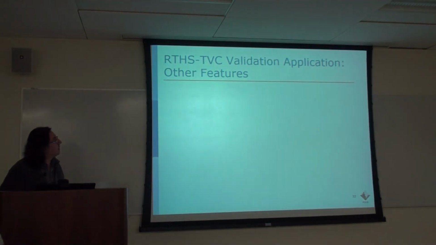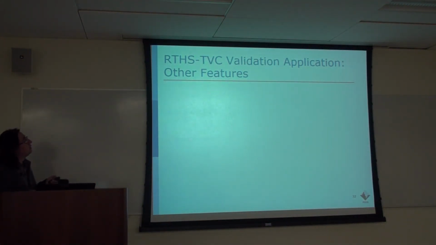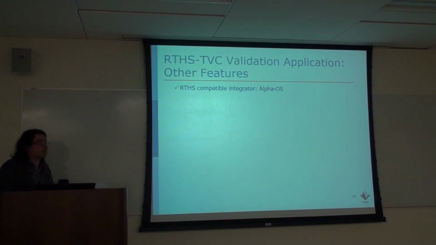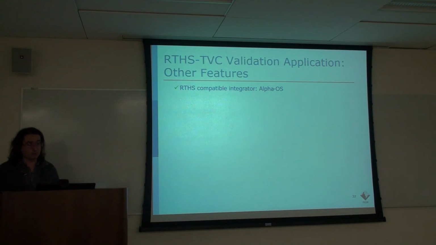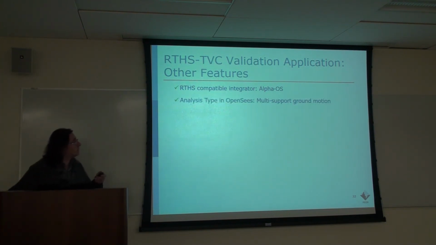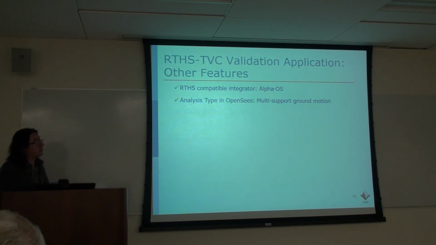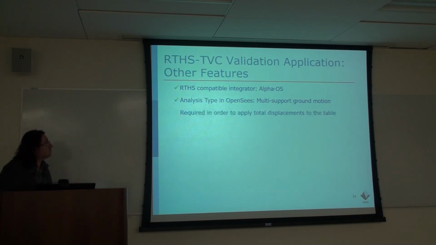And there are some other features in the hybrid simulation. One is, as I mentioned, you need to use a hybrid simulation compatible integrator, and in this case it needs to be real-time hybrid simulation compatible, therefore it needs to be an efficient algorithm, so we use this alpha operator splitting. And as Andreas mentioned, you need to apply the total accelerations and displacements to the table, and to do that we use the multi-support ground motion.